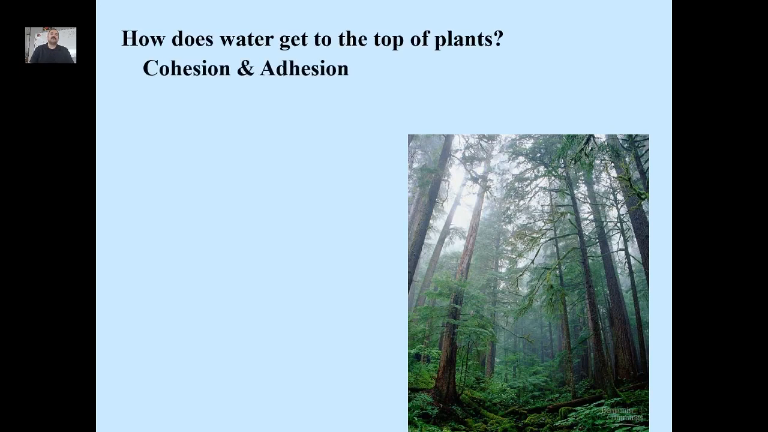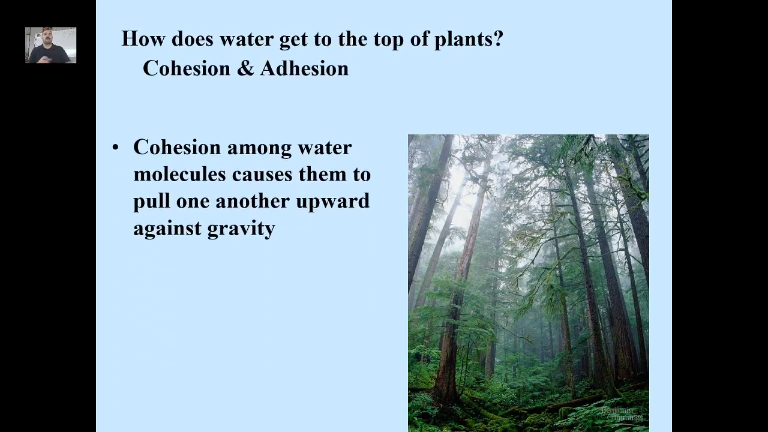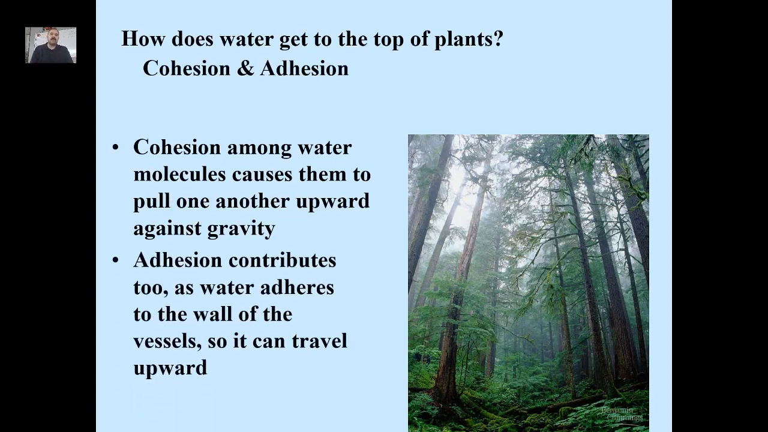So how does water get to the top of plants? It does it via cohesion and adhesion. So cohesion among water molecules causes them to pull one another upward against the force of gravity. So adhesion contributes too. As water adheres to the walls of the vessels, it can travel upwards.